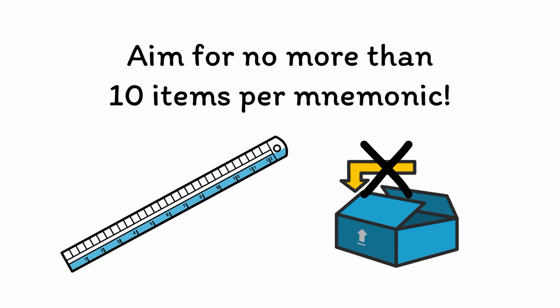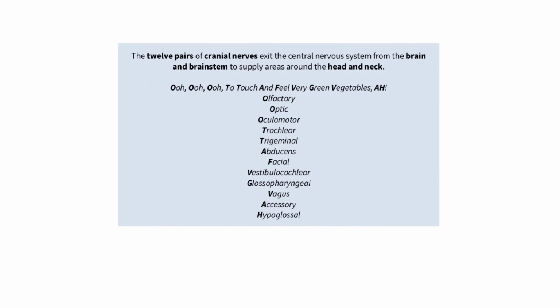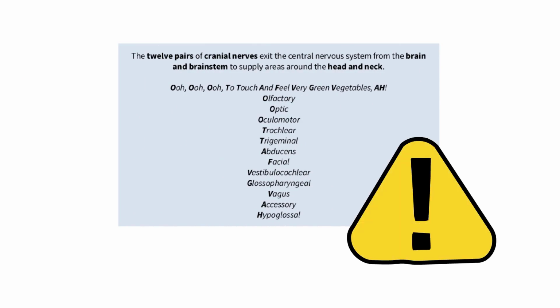This isn't a hard and fast rule, and there are definitely mnemonics that I use with more than 10 items, but I try to limit these only to cases where the information demands that many, such as the list of 12 cranial nerves where you can't just leave 1 or 2 out.